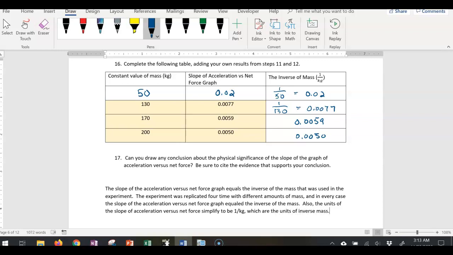Okay, so we have two pieces of evidence that we need to cite. There's the fact that we repeated the experiment 4 times, and in every case, the value of slope that we found for this graph equaled the inverse of the mass. And then there's also the evidence that the units of the slope of that graph simplify to be 1 over kilogram, which would be the units of the inverse of mass.